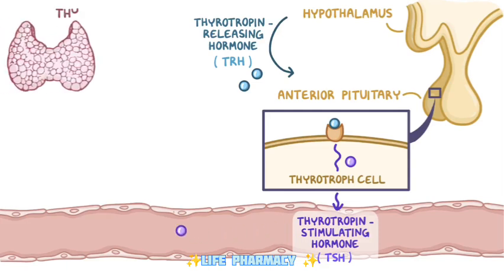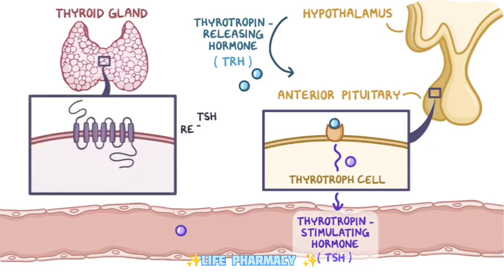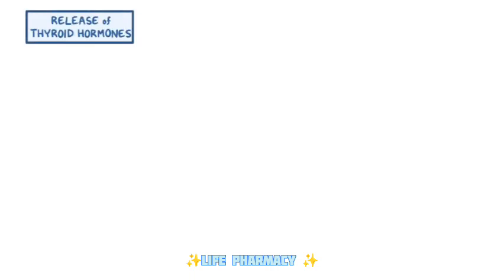TSH then travels to the thyroid gland and binds to the TSH receptors located in the membrane of the follicular cells of the thyroid gland. When TSH binds to the TSH receptor, it goes on to promote every aspect of T3 and T4 production, ranging from the iodide trapping to the release of thyroid hormones into the bloodstream.